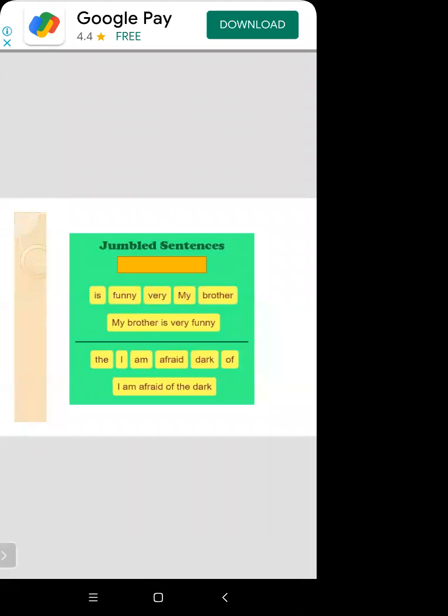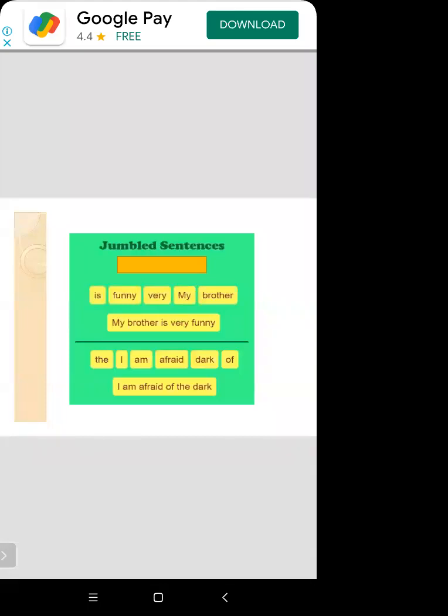Now next one is: the, I, am, afraid, dark, of. So you have to jumble the sentence. Now we have to write: I am afraid of the dark. So मैं किससे डर गया? Dark से डर गया. In both sentences you have to notice that first we write the subject, after that we write a verb, and then we write the rest of the sentence. We call this the predicate part. Okay, subject and predicate. We have to write the predicate part of the sentence.